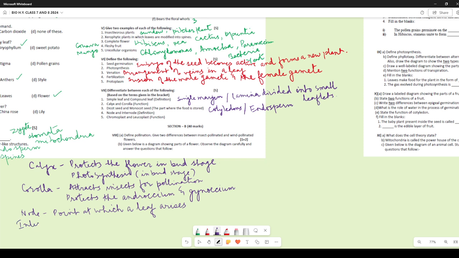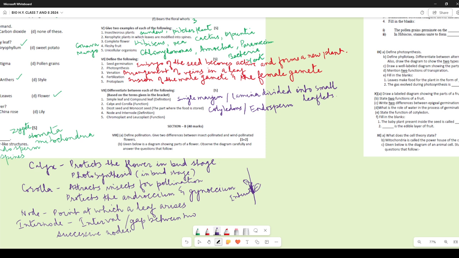Internode is the interval or the space. Interval means gap, right? Interval or gap between two successive nodes. Successive means one after the other. So suppose we have a stem like this, a leaf arises from this point, a leaf arises from this point. That means this is a node, this is a node. So this part between these two nodes will be termed the internode.